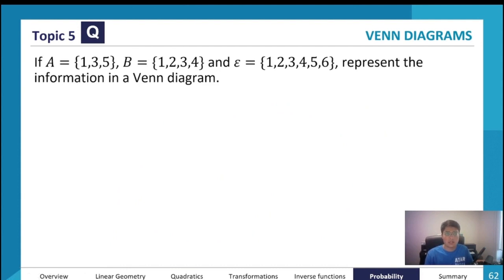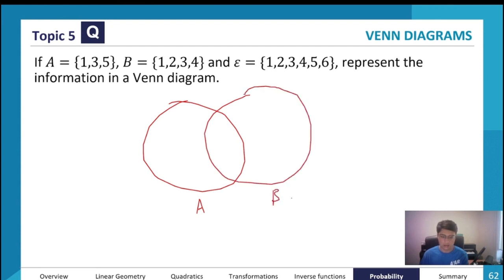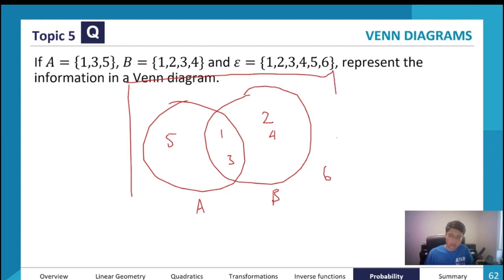Okay, so here's some practice. It's the same scenario as before, but this time we're putting everything into a Venn diagram. So I'll draw my first bubble. This is A, and then that's B. Okay, so 1 and 3 are in both A and B, so I'll put 1 and 3 here. 5 is only in A, so I'll put 5 here. 2 and 4 are only in B, so I'll put 2 and 4 in just B. And then we also have 6, just kind of an outsider, so we'll put that there. We can then put a box around everything, and that is the question complete.